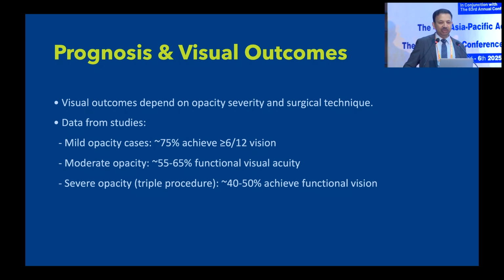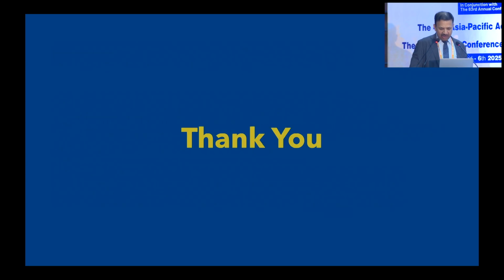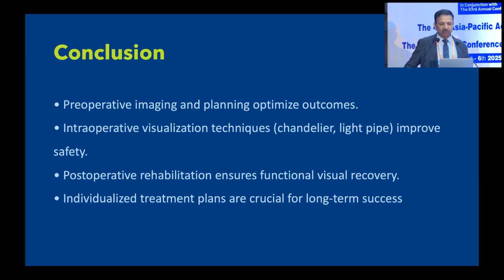Outcomes depend on the severity of the opacity and the surgical technique. If it's a mild opacity, most patients can still see 20/40 or better. So in conclusion, the pre-op investigations, imaging and planning the outcome are important. Don't put it in your routine list and try to do that.